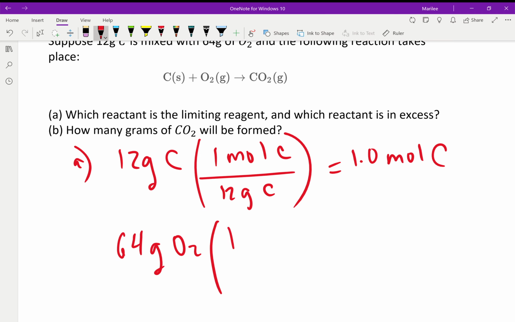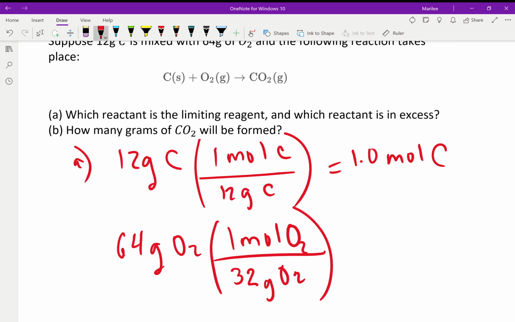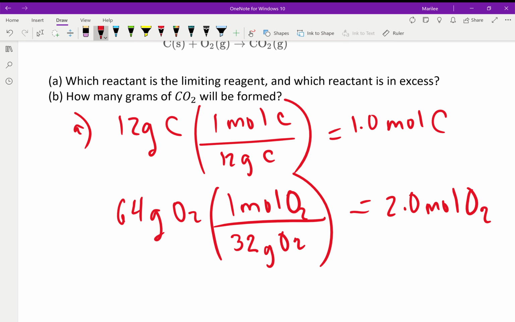We have 1 mole of O2 is 32 grams of O2. Remember, each oxygen is 16. 16 times 2 is 32. And that will give us 2.0 mole of O2. So if you look at these, we have 1.0 mole of carbon, 2.0 mole of oxygen.